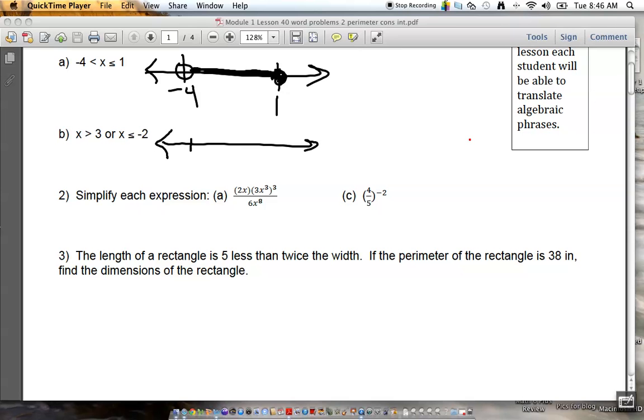Uh-oh, it says or. What song do you think of when it says or? Walk like an Egyptian. Walk like an Egyptian. That's exactly right. So it's greater than 3, or it's less than or equal to means fill it in, -2. Okay, any questions? Yes.